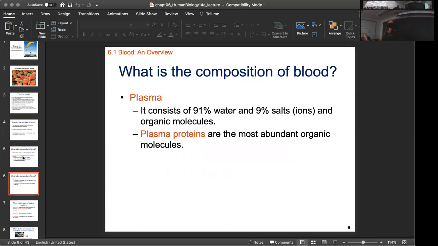Your plasma, like when someone goes to donate plasma, consists of 91% water and 9% salts and other organic molecules. And the plasma proteins are the most abundant organic molecules. So it's made up of water and protein, like it says. If somebody were to go donate plasma, usually before and after they go, they're drinking a lot of fluids and eating a high protein diet, such as lots of nuts like almonds, a turkey sandwich, whatever it may be. Okay, making sure they get enough protein and water, because that's where a lot of our protein and water is held in our body.